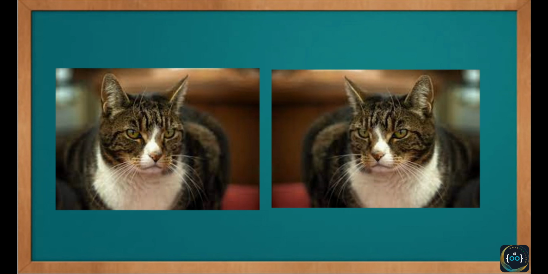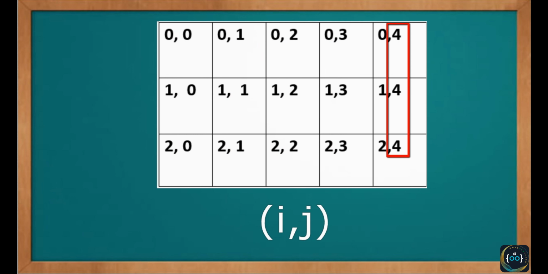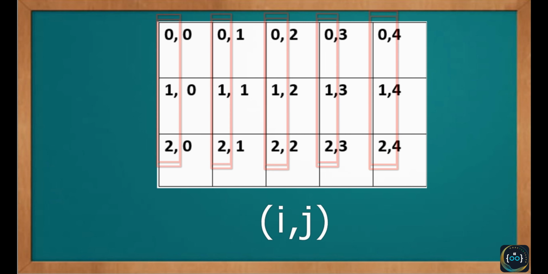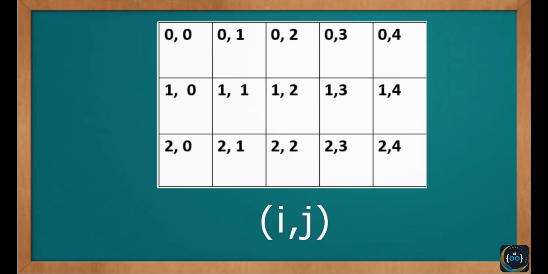So consider this image matrix here, where the rows are represented as I and the columns are represented with J. These are the columns, column 0, 1, 2, 3, and 4. They are the J, while the I, which are the rows, are 0, 1, and 2. Now to flip it, we have to move the left to the right and the right to the left. That is, we have to swap the columns without swapping the rows.